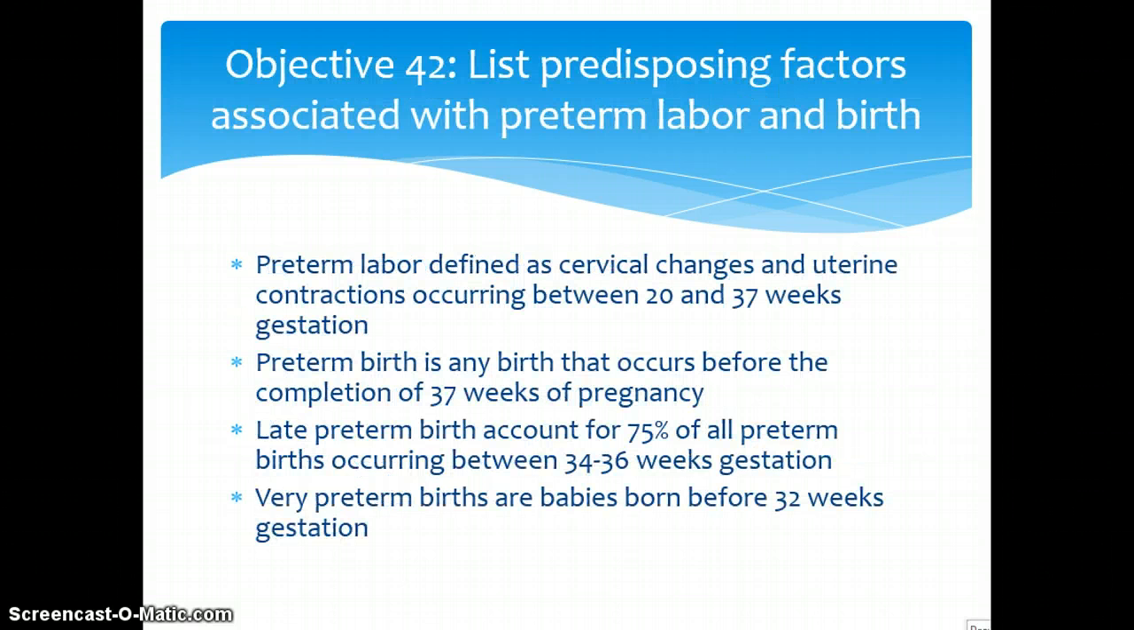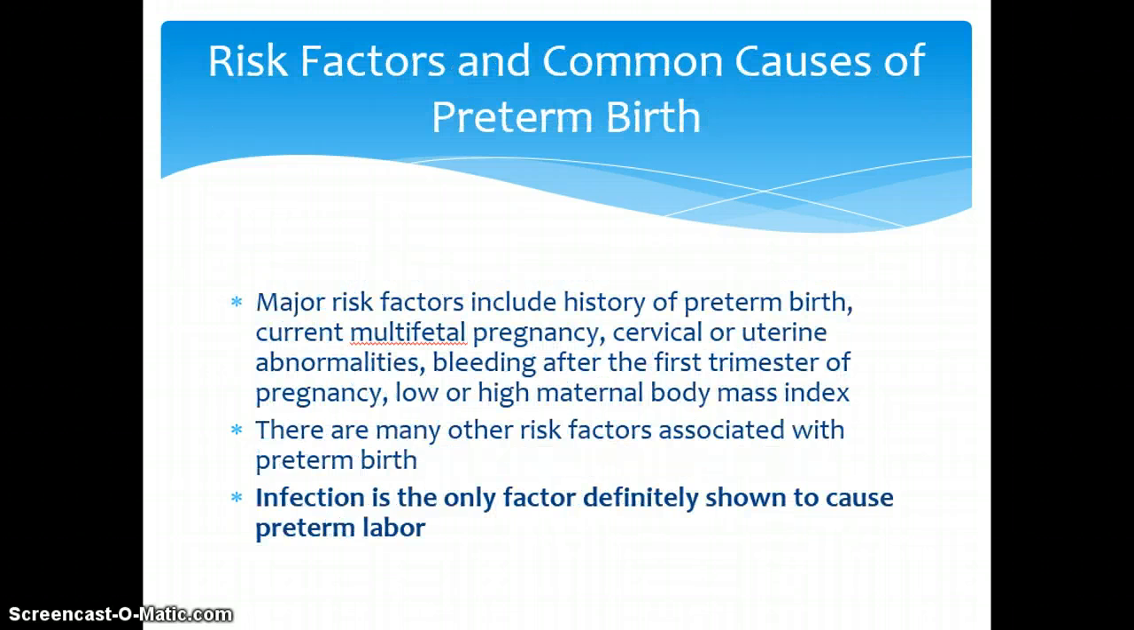Objective 42 says list predisposing factors associated with preterm labor and birth. Preterm labor is defined as cervical changes and uterine contractions occurring between 20 weeks gestation and 37 weeks gestation. A preterm birth is any birth that occurs before the completion of the end of the 37th week of pregnancy. Late preterm births account for 75% of all preterm births, occurring between 34 and 36 weeks gestation, and very preterm births are babies born before 32 weeks gestation. Those are just basically definitions.